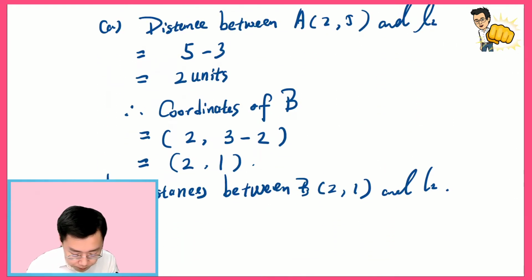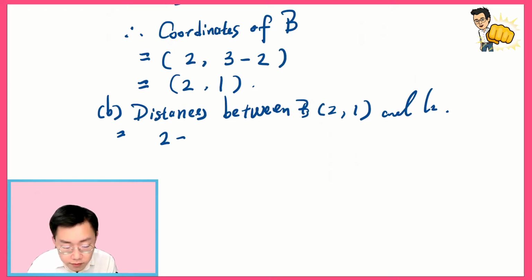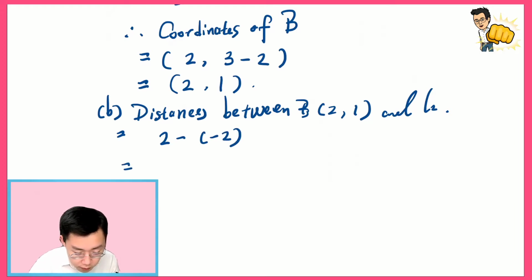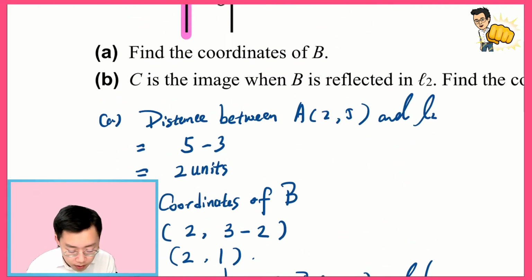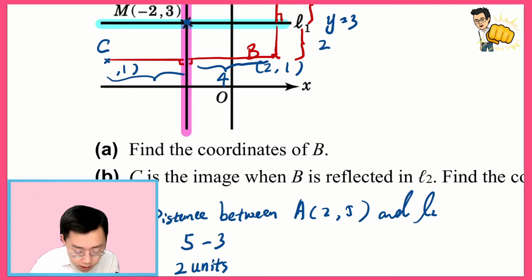So the x coordinate of point B is 2, and the x coordinate of L2 is -2. So 2 minus -2 equals 4 units. So now we know the distance between point B and L2 equals 4, which means the distance between C and L2 is equal to 4 as well.